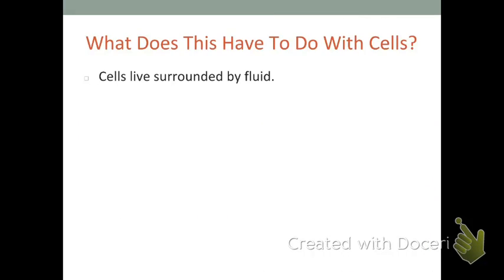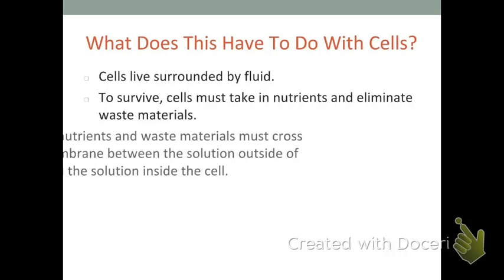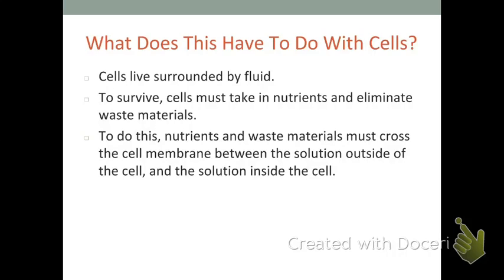So what does this have to do with cells? Well, cells live surrounded by fluid. Maybe except for the top layer of skin cells on your body, all your other cells are surrounded by some kind of fluid. And cells need to be able to take nutrients in and export materials like waste out, so they have to be able to transport things across their cell membrane. Things have to be able to move across that membrane in different solutions in order for transport to take place.